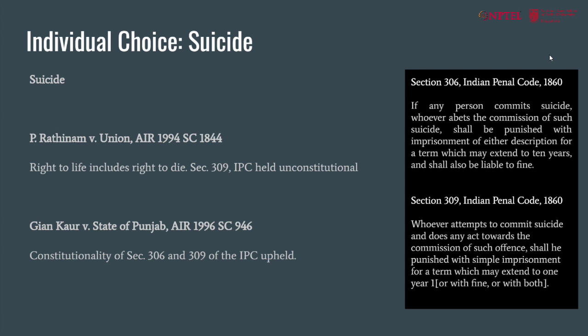So Section 309, which deals with attempts to commit suicide, should be held unconstitutional. And the court in Rathinam agreed. But in Gyan Kaur, the court reversed its position in 1996, and it took the view that there are some serious risks to decriminalizing attempts to commit suicide because it might allow for other forms of criminality which might raise concerns, and that the right to life could not, in an Indian context, include the right to die.